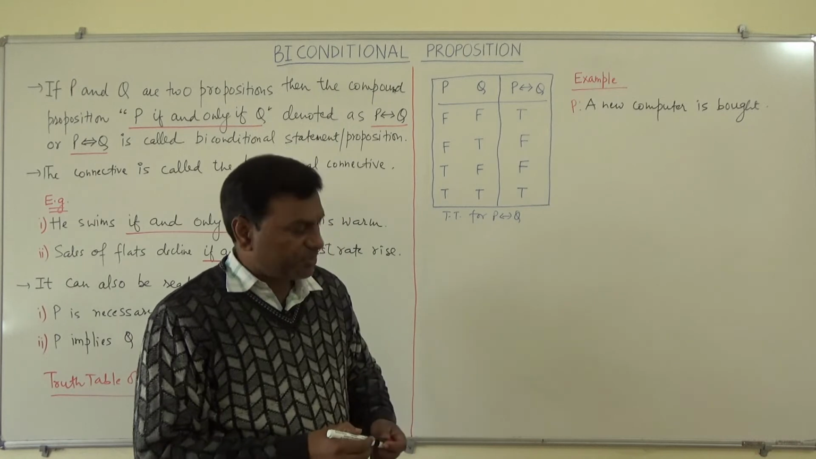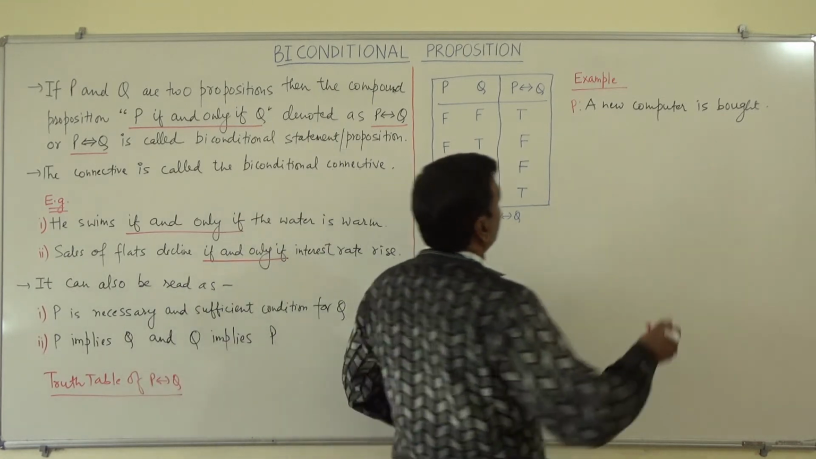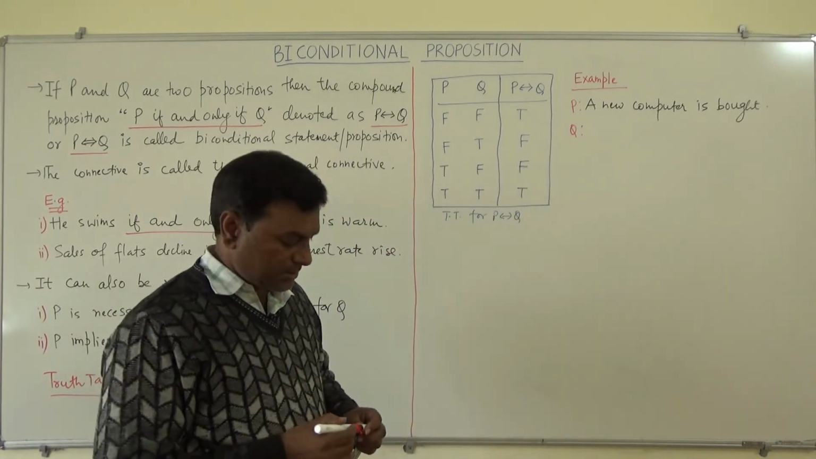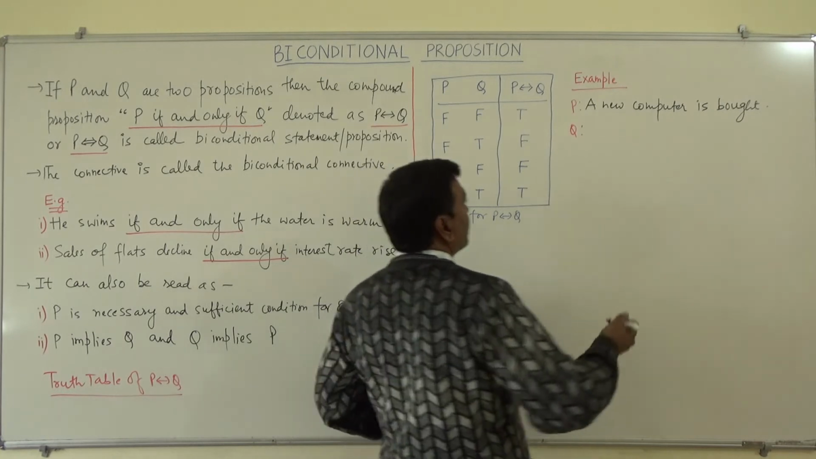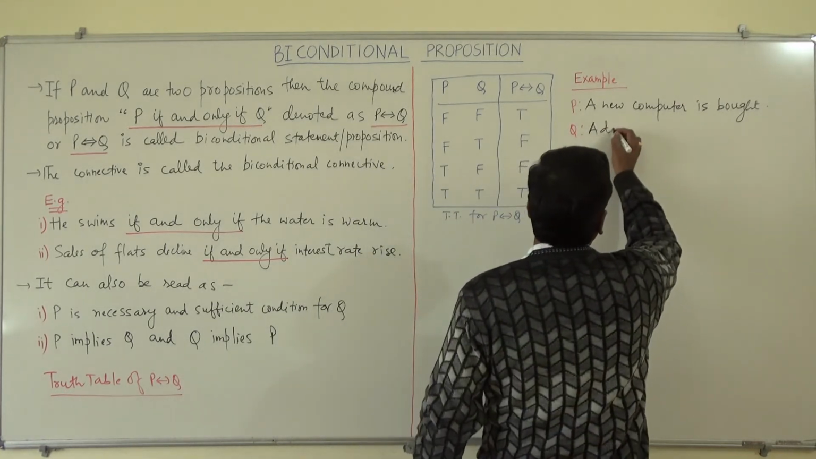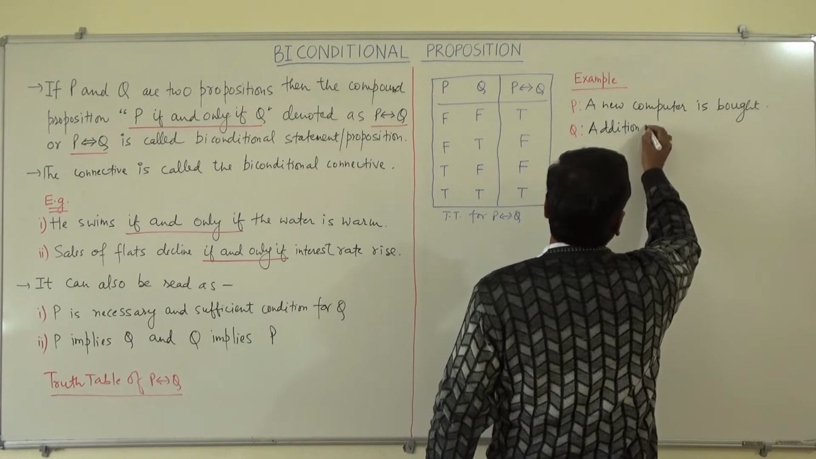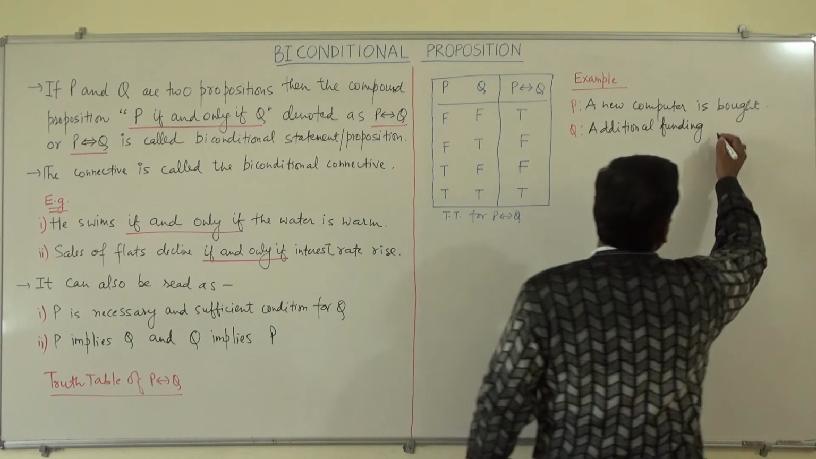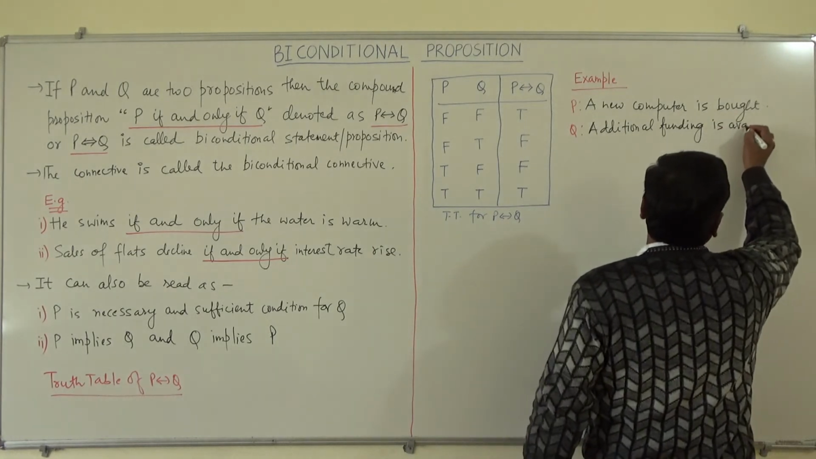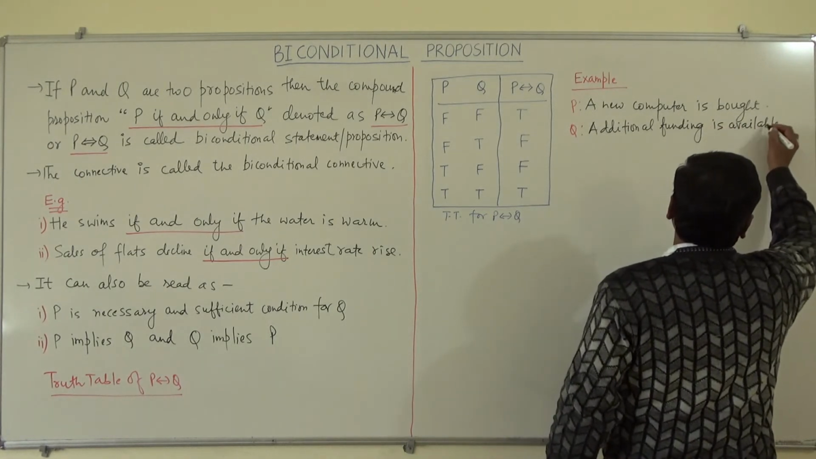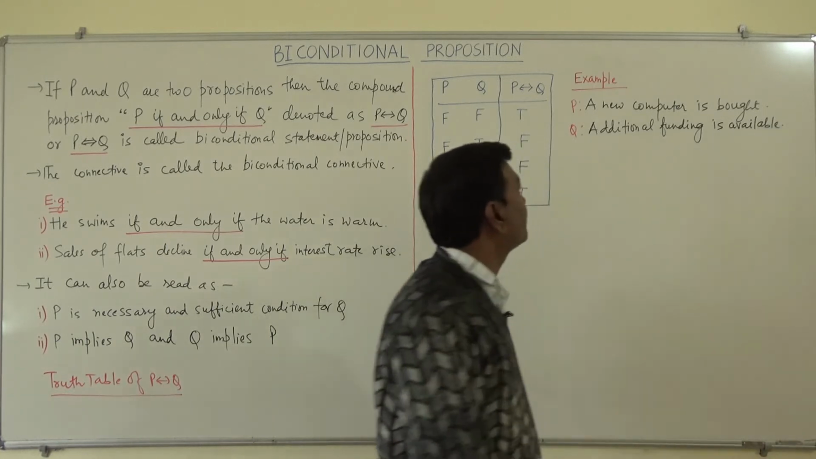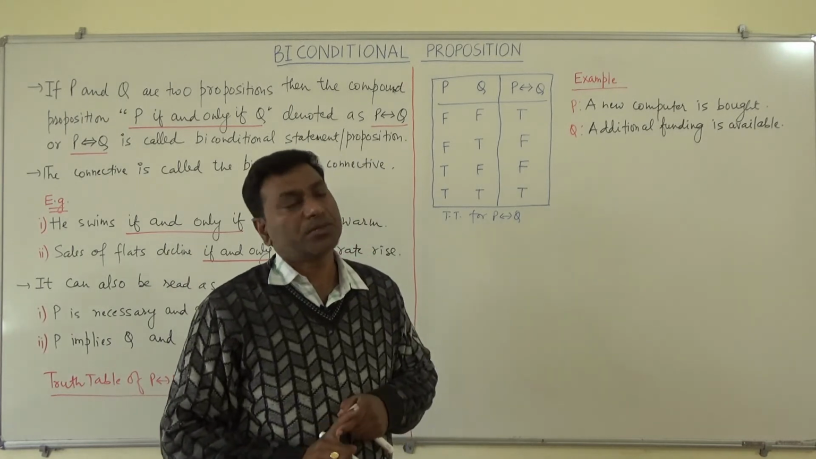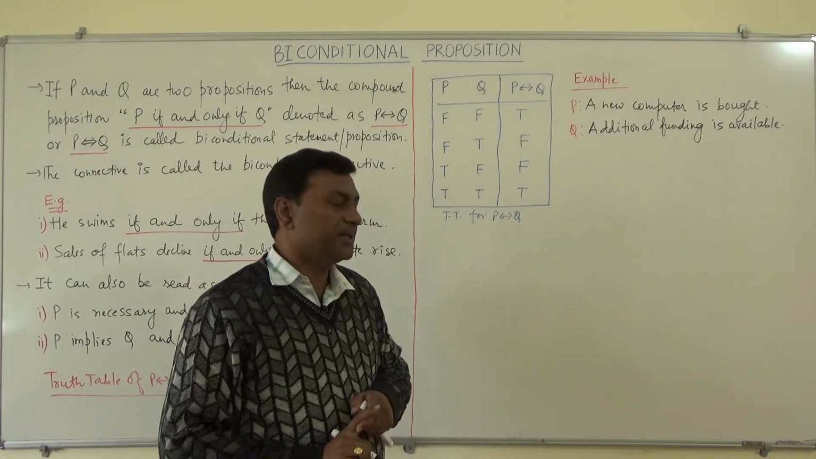And the second proposition is Q, and Q is: additional funding is available. So P denotes a new computer is bought and Q denotes additional funding is available.